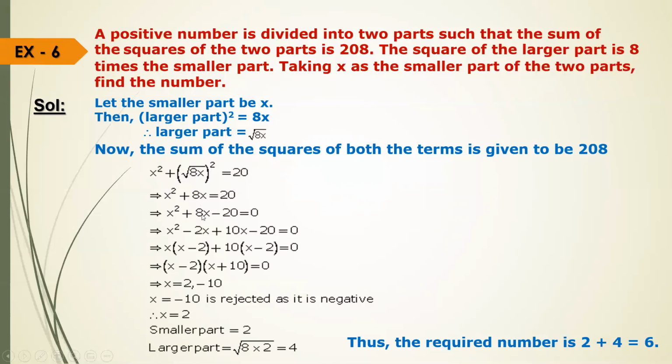Split the middle term 8x to get the product 20. It will be 10 and 2. 10 twos are 20 and 10 minus 2 is 8. So x^2 - 2x + 10x. Here I want plus, so plus should be there with the larger number. x^2 - 2x + 10x - 20 = 0. You know how to take common. Two values of x we are getting: x = 2 and x = -10.